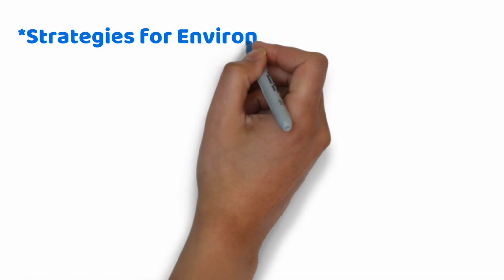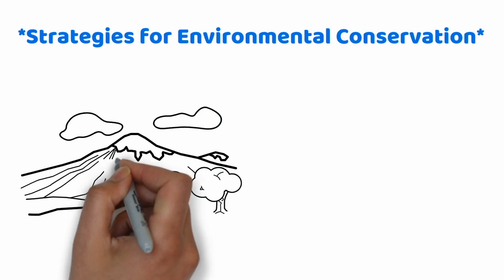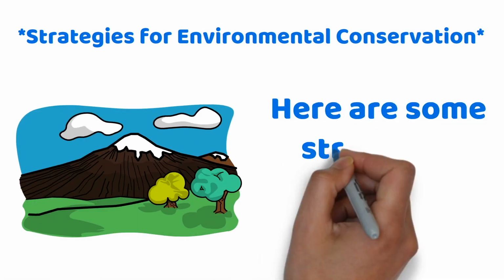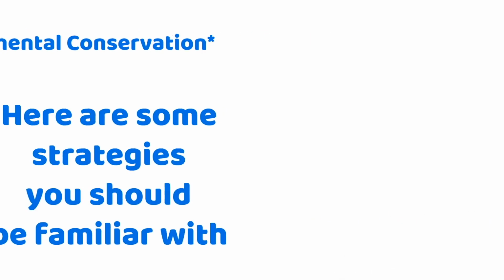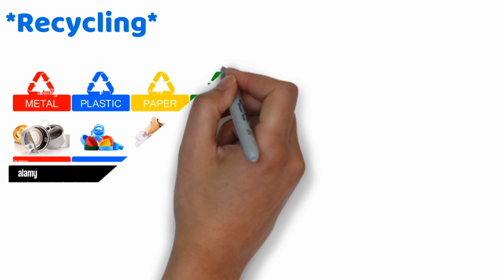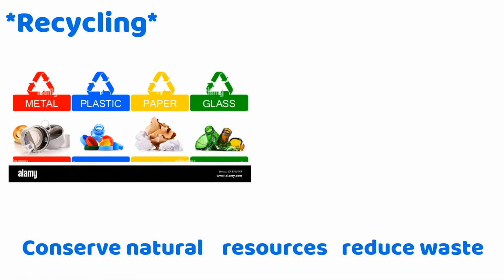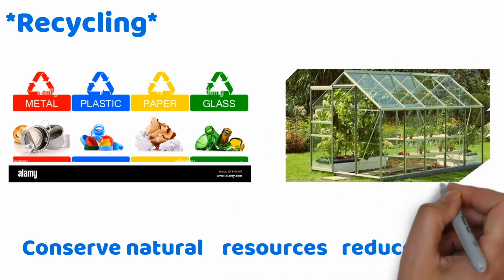Strategies for environmental conservation. Environmental conservation is key to sustaining our planet for future generations. Here are some strategies you should be familiar with. Recycling. This involves collecting and processing materials like paper, glass, plastic, and metal. Recycling helps conserve natural resources, reduce waste, and lower greenhouse gas emissions.